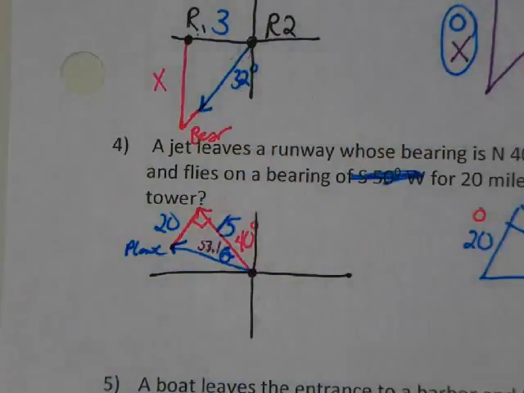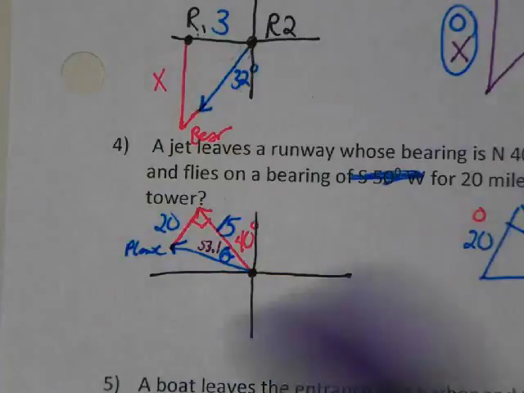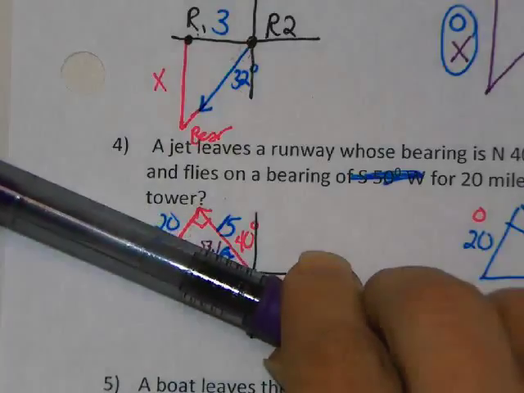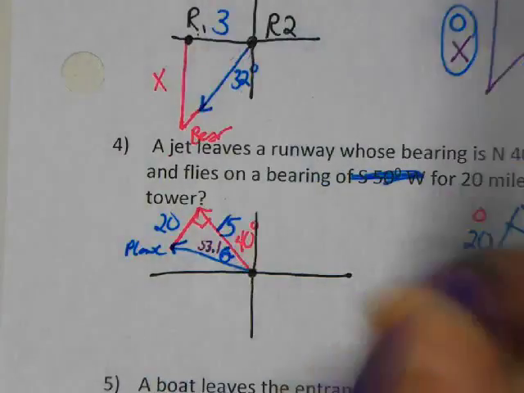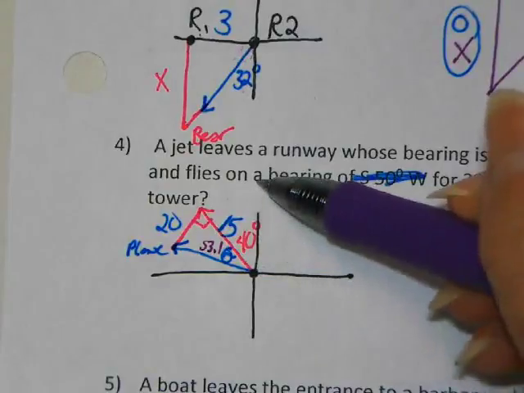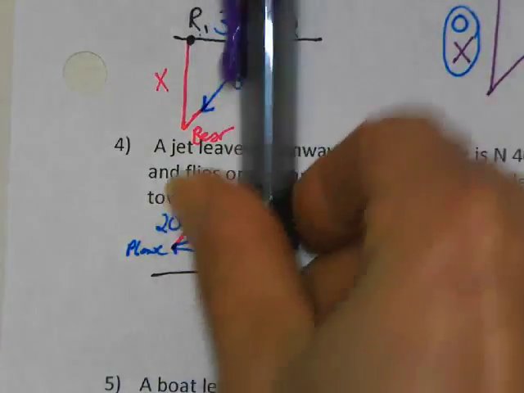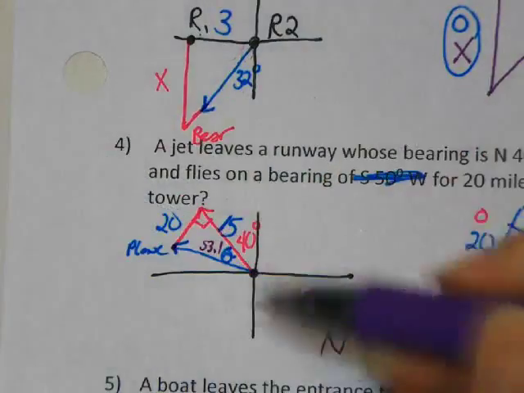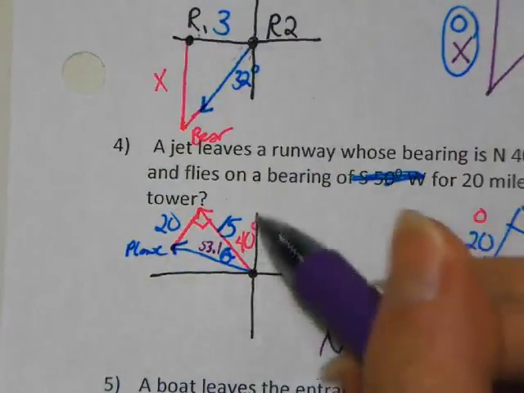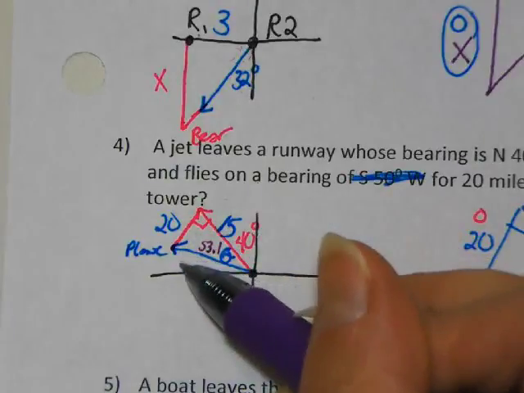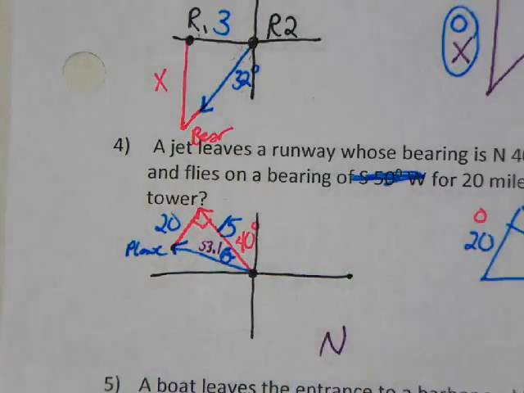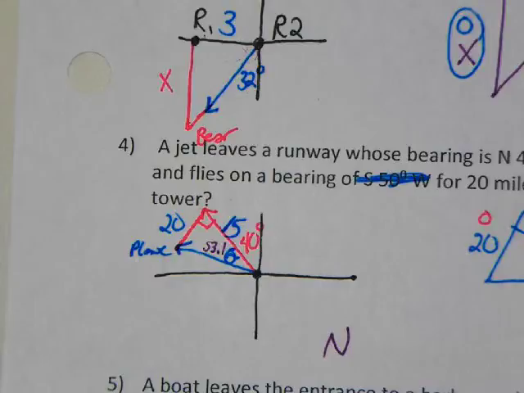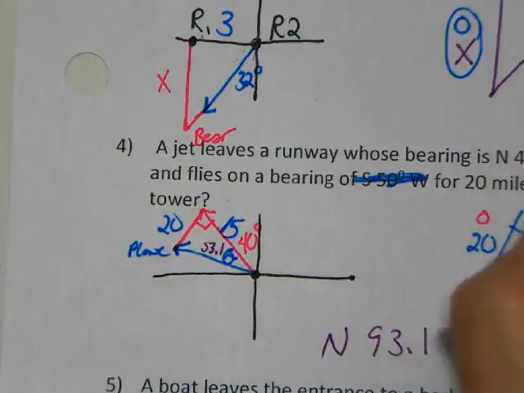But my question is, what's my plane truly flying at? So remember, everything feeds off of north or south. So my plane was originally headed north, but now I have turned this far. So do you agree that I've turned 40 degrees and 53.1 degrees, which is going to take me at 93 degrees, 0.1. So at this point, what have I figured out? So I would be north 93.1 degrees west.